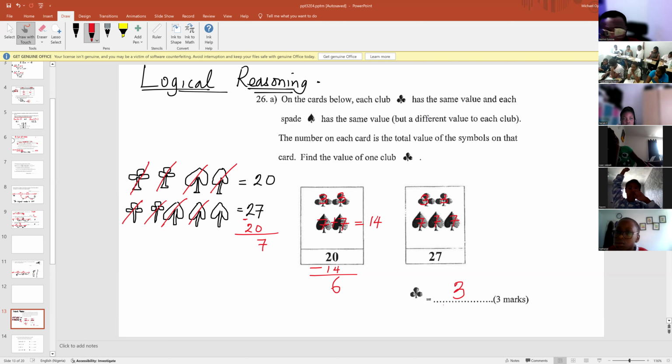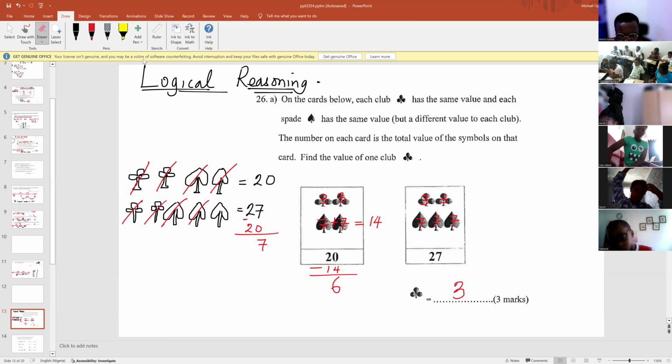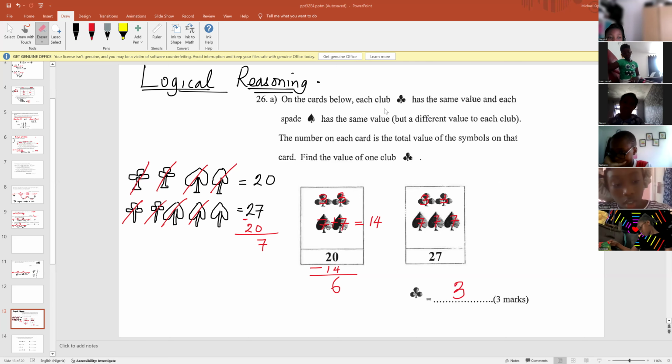Yes, what is it, Isabella? I don't get it. Because she doesn't get it. Okay, so let's take it again. Nathaniel, go get water, please. Yes, Naomi, what's there? I had a different method which was much easier.